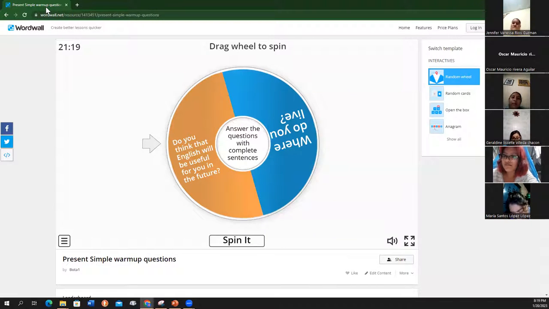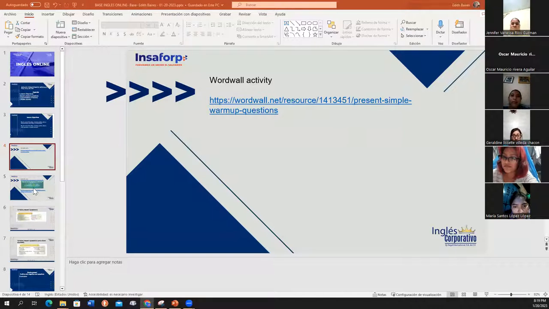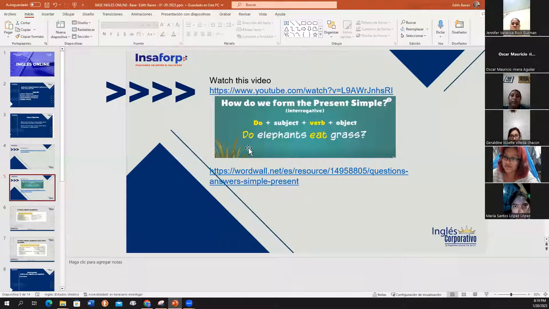Okay, very interesting. I like your answers. Ahí pudieron ver algunos ejemplos de cómo hacer preguntas, okay? This is the form. We have here the form that we use to write the question, okay? Do or does, in this case, that will be the auxiliary, then the subject, verb, and object, okay? We have an example. Do elephants eat grass? Esta parte está en el video que les compartí ayer. Ustedes, si quieren volver a ver el video, ahí tienen el link para que vuelvan a ver esta parte. Está como en el minuto 3:30. Ahí está la explicación de cómo formar estas preguntas. Okay.